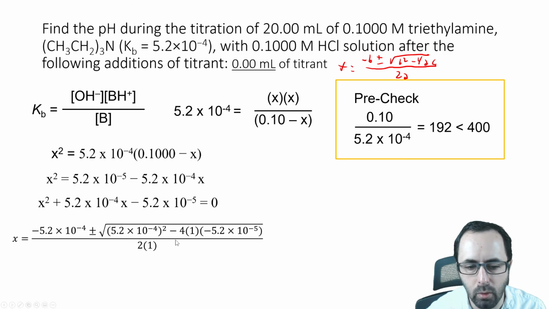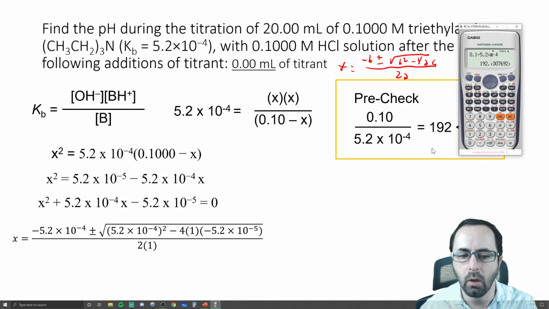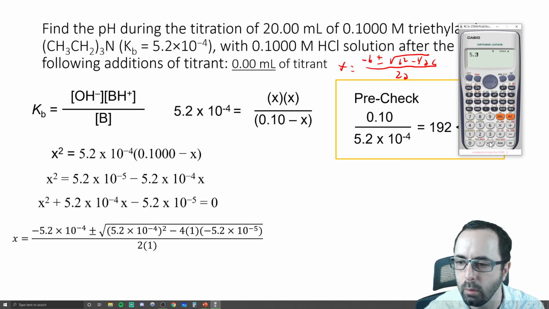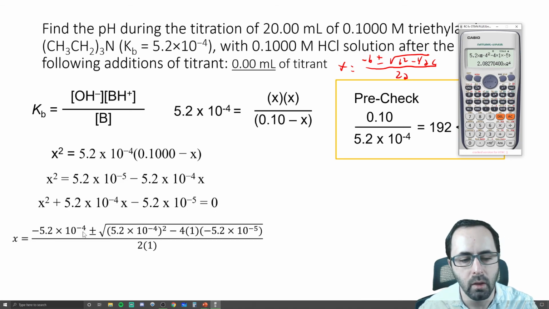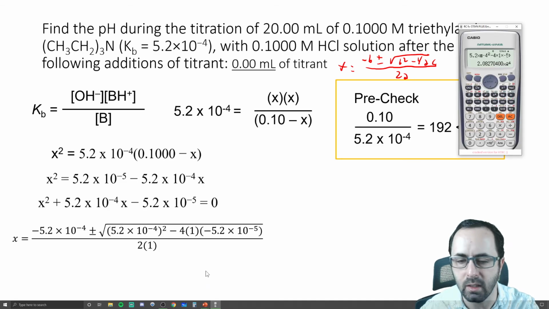Okay, and so let's do everything that's underneath the square root first here. So let's calculate that. So we're going to have 5.2 times 10 to the minus 4 squared minus 4 times 1 times negative 5.2 times 10 to the minus 5 equals. And we get about, with 2 sig figs, 2.1 times 10 to the minus 4. So we're going to keep everything else the same, but we're going to put under the square root 2.1 times 10 to the minus 4.